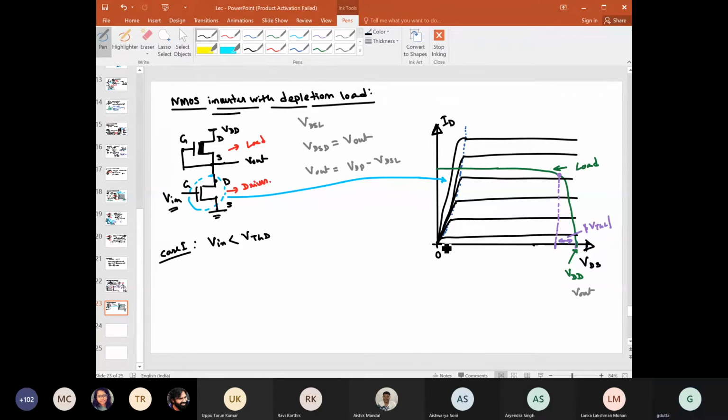That means the characteristic is given by this curve, and it intersects with this load curve at this point, which indicates the value of V out, and this value of V out is here VDD. So obviously, graphically, you can say that this V out will be equal to VDD, as the MOS driver is off.